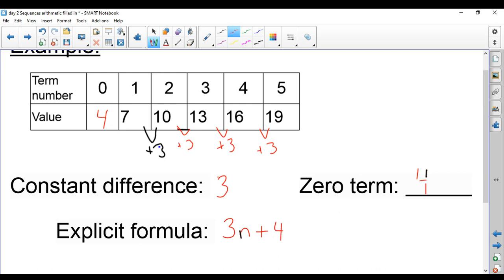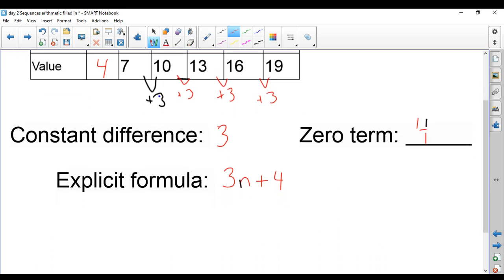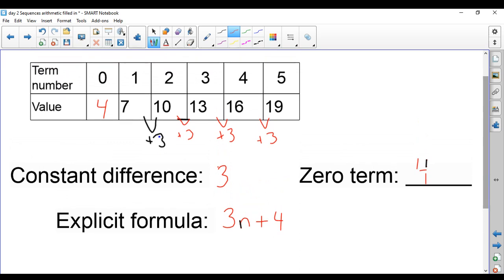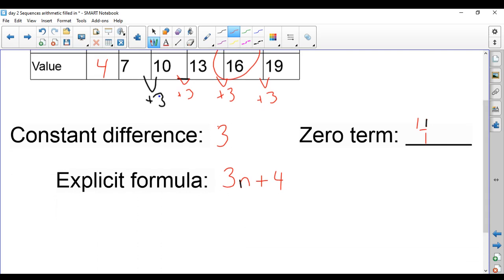So the formula for this arithmetic sequence is 3n plus 4. What that means is if I checked any of these numbers up here, for example, my 4th term is 16, I can find that by plugging in 4. The 4th term should be 3 times 4 plus 4. 12 plus 4 is 16. I can see that this formula works.